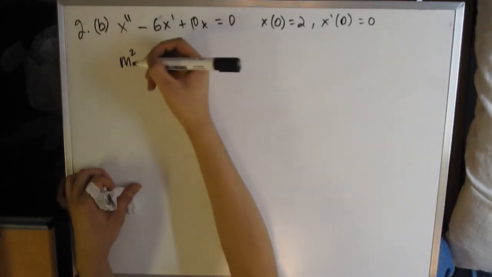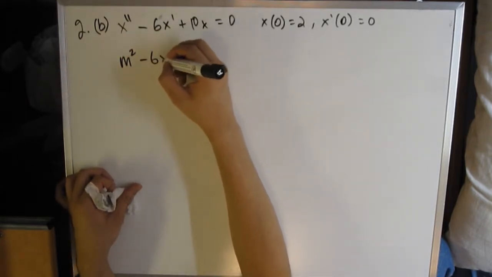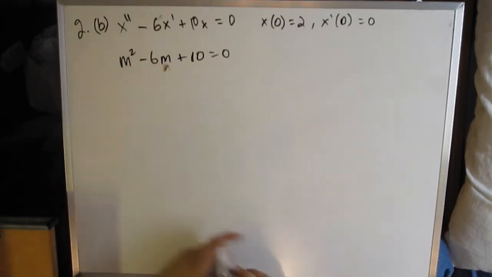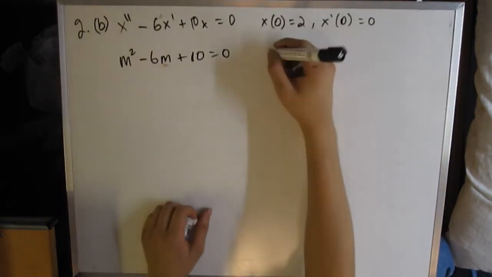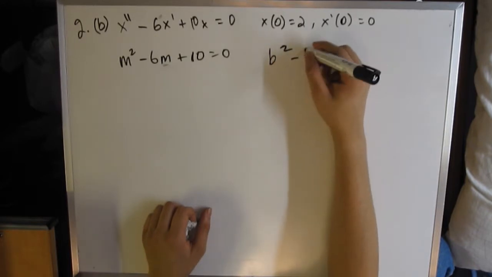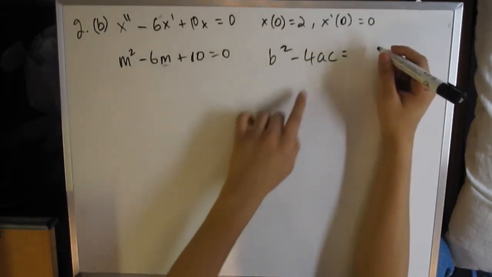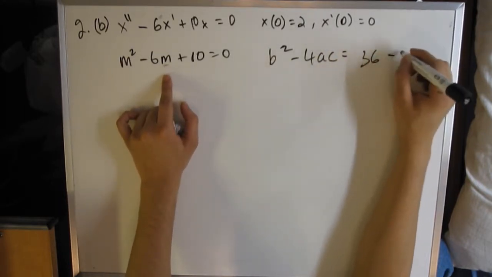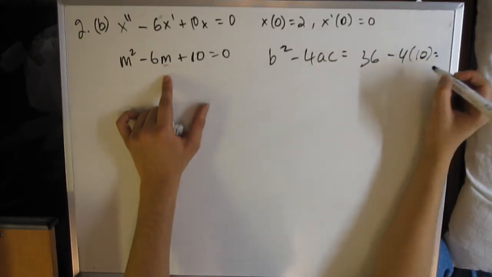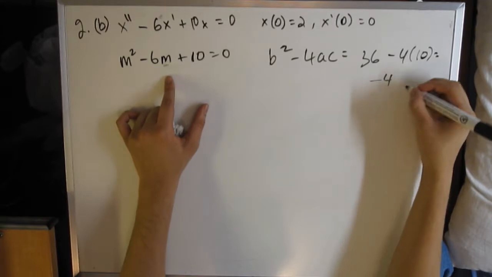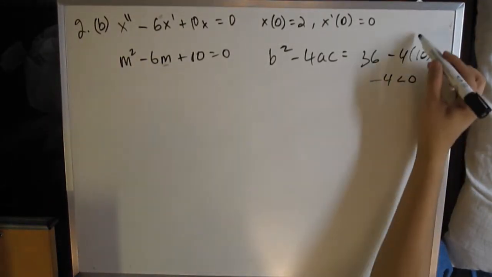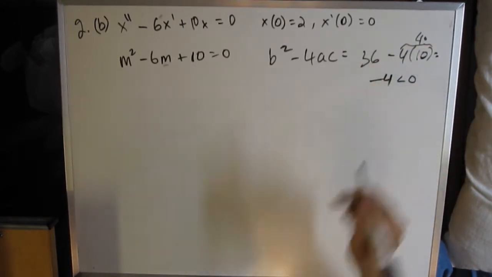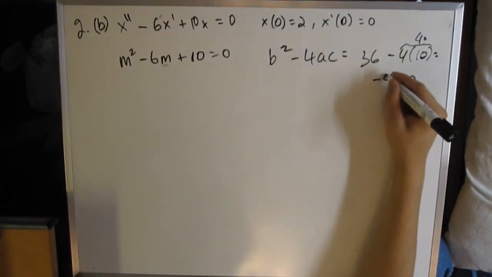So we'll get an m squared here, since it's the second derivative, minus 6 times m plus 10 is equal to 0. And we're going to go ahead and find our b squared minus 4ac here, which is equal to 36 minus 4 times 10, which is equal to minus 4. So that is, in fact, less than 0. That's 40 in case some of you don't know how to multiply. So minus 4 is actually less than 0. And we'll go ahead and continue with that.